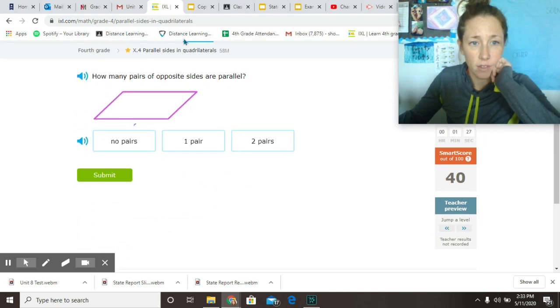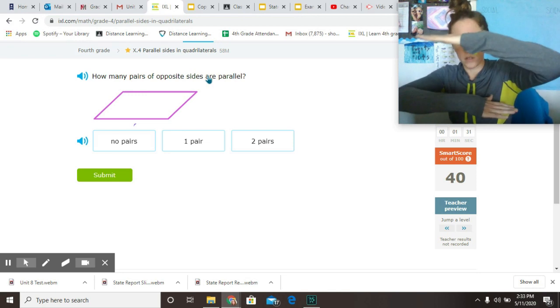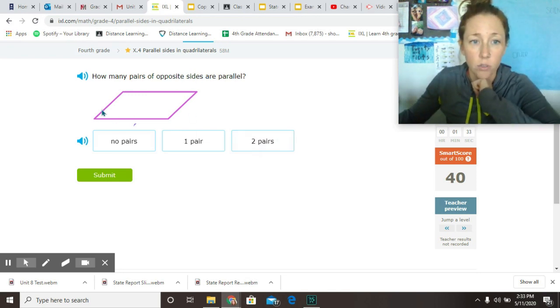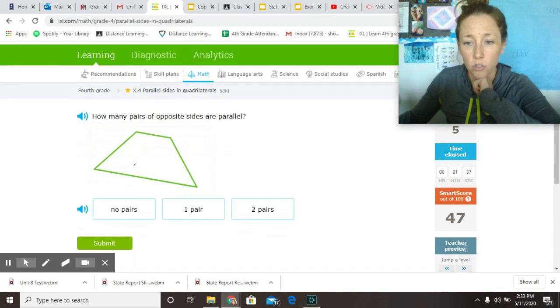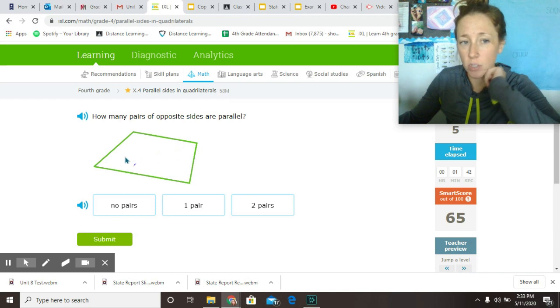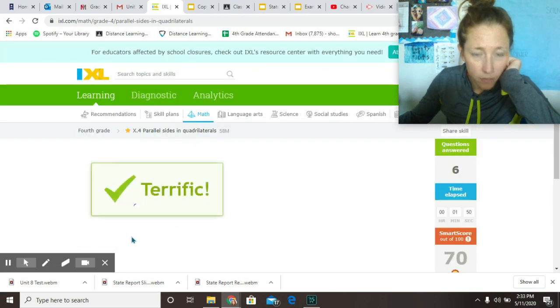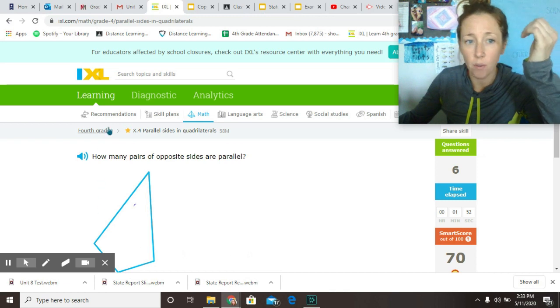Here I have this side. They're like this. They're going to keep going that way. Up and down are parallel. So there's 1 pair here, 1 pair here. So that's 2 pairs. Jump a level. How many pairs of opposite sides are parallel? Looks like the top and the bottom are. These sides are going to eventually run into each other. So that's all you're doing with that one. Let's hop back to X5.